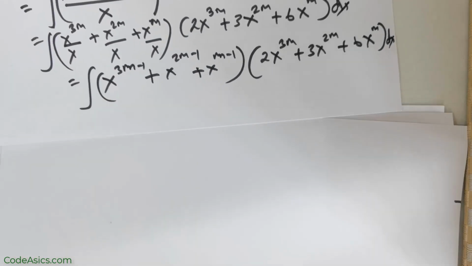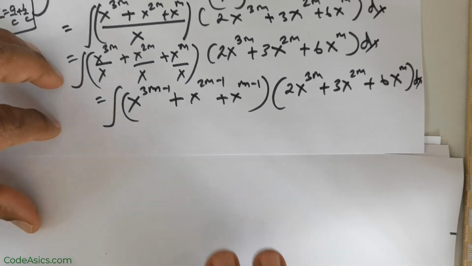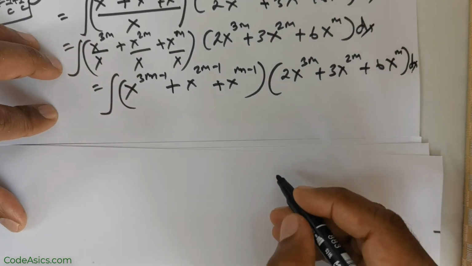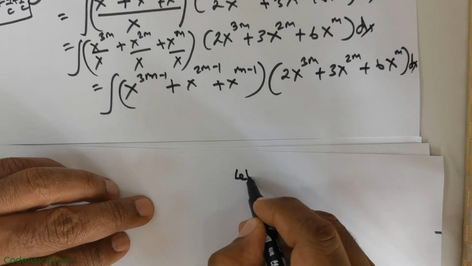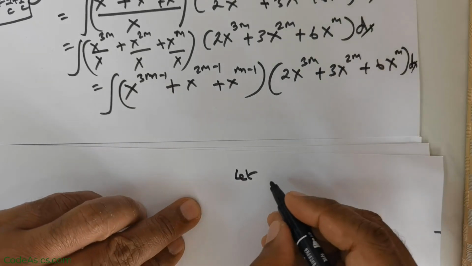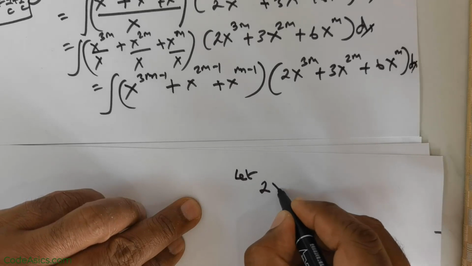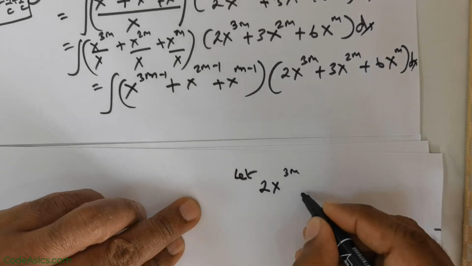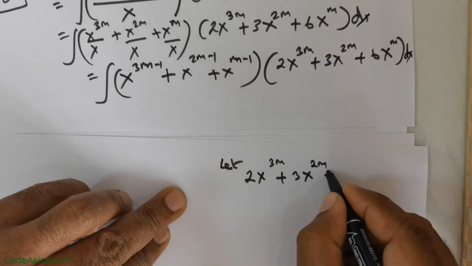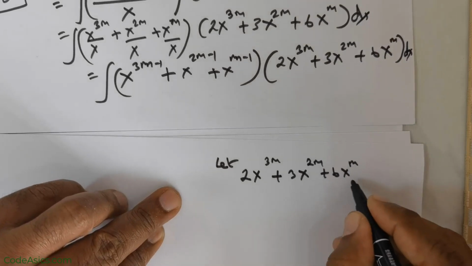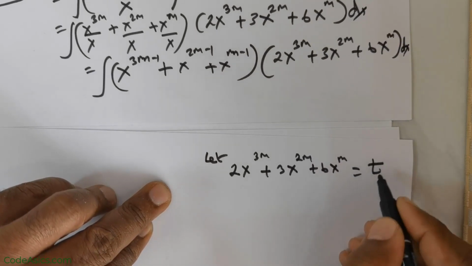Now what I wish to do is make a substitution. What is the substitution I would like to make? Let me have 2 times x raised to the power of 3m plus 3 times x raised to the power of 2m plus 6 times x raised to the power of m. Let me take it to be equal to some t.